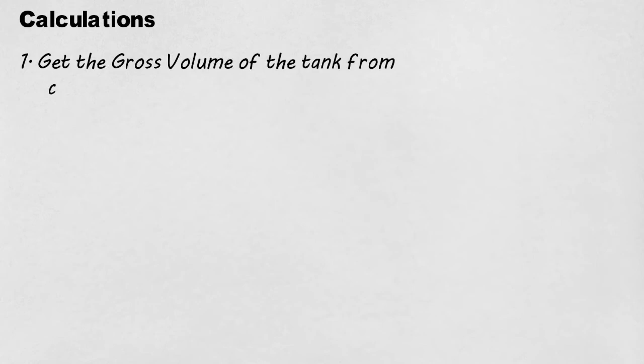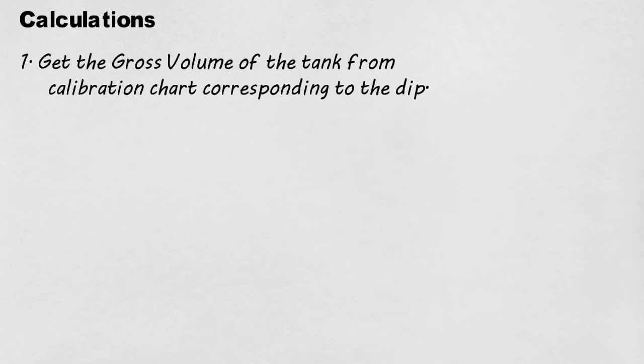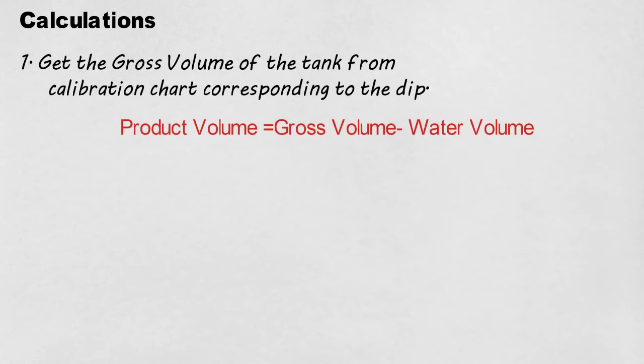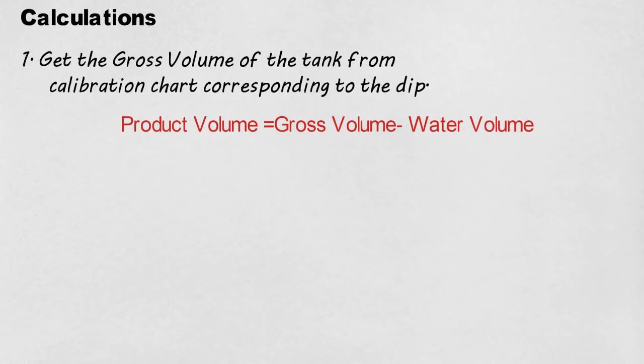In the calculation part, if you have the dip, you can get the gross volume of the tank, along with the water volume included, from the calibration chart of the tank. You have to check the calibration chart for the dip which you have obtained by manual gauging or through SCADA. Then the actual volume of the product will be the gross volume which you obtain from the chart, and you will have to subtract the water volume from this. So the gross volume minus the water volume leaves you with the actual volume of the product which is stored in the tank.